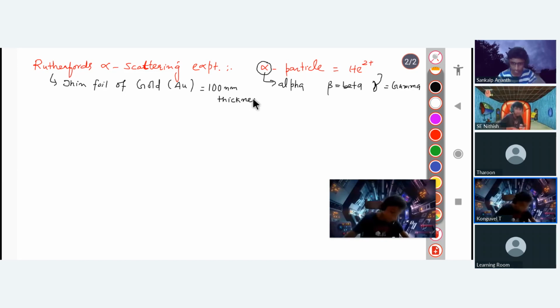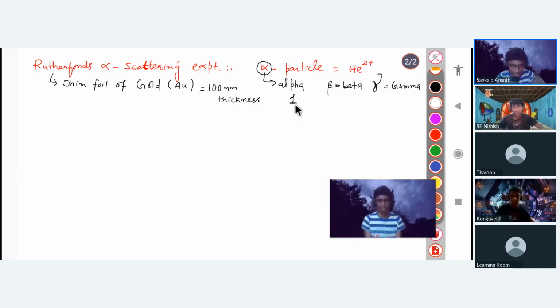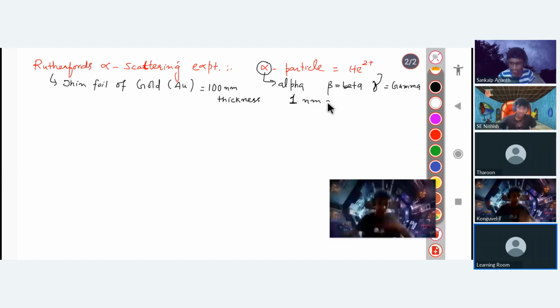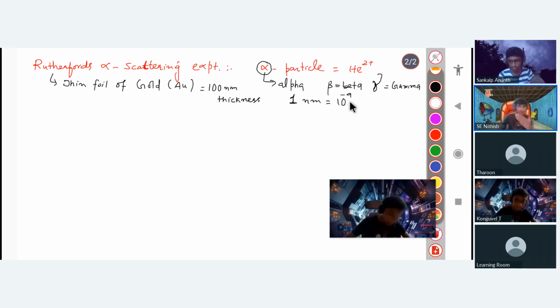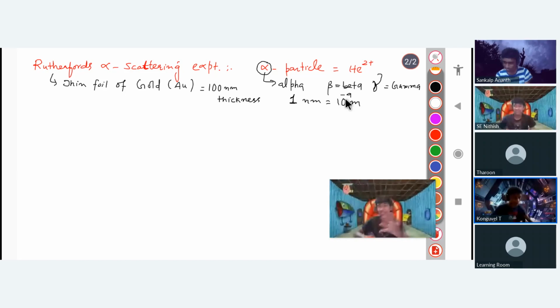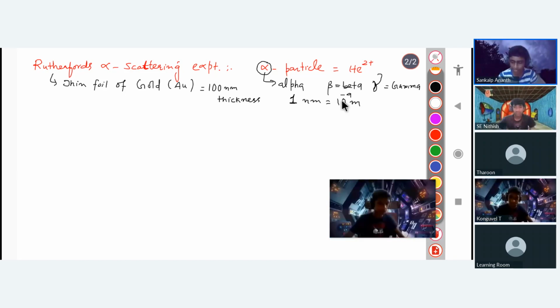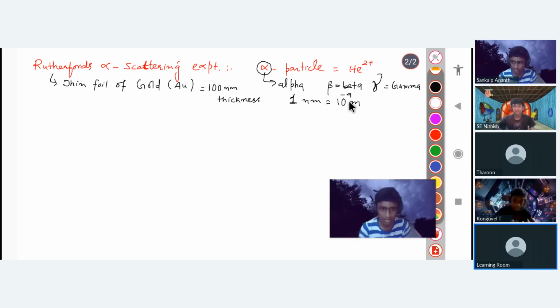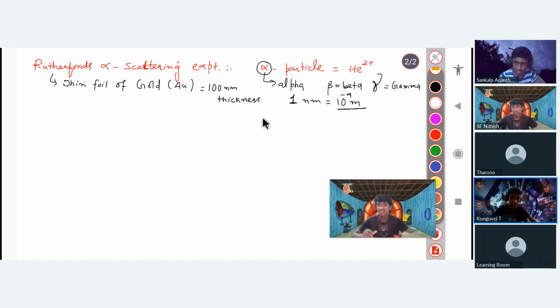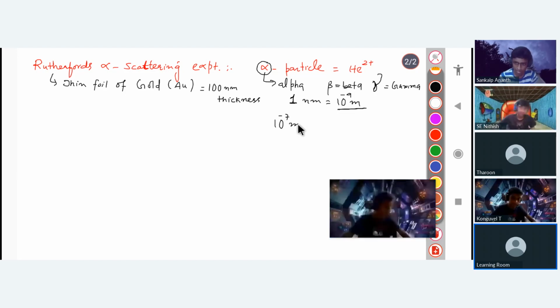That is very thin. Can this thin foil of gold be visible to the eye? You know that 1 nanometer is 10 to the power minus 9 meters. So from the side it will not be visible to the naked eye, only under a microscope. From the front it will be visible because it is a 2D object, with the help of a microscope, but not with the naked eye. The thickness is only 100 nanometer, which is 10 to the power minus 7 meter.